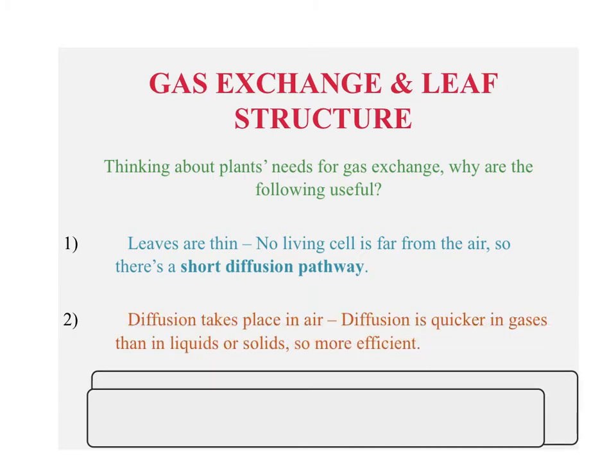The second one, diffusion taking place in the air as opposed to in a liquid, and definitely more so than in a solid, means again that it is quicker. If you remember, gases have much more kinetic energy. They're going to be able to move more readily. And because of that, we're going to get a much faster equilibrium reached than in liquids or in solids.